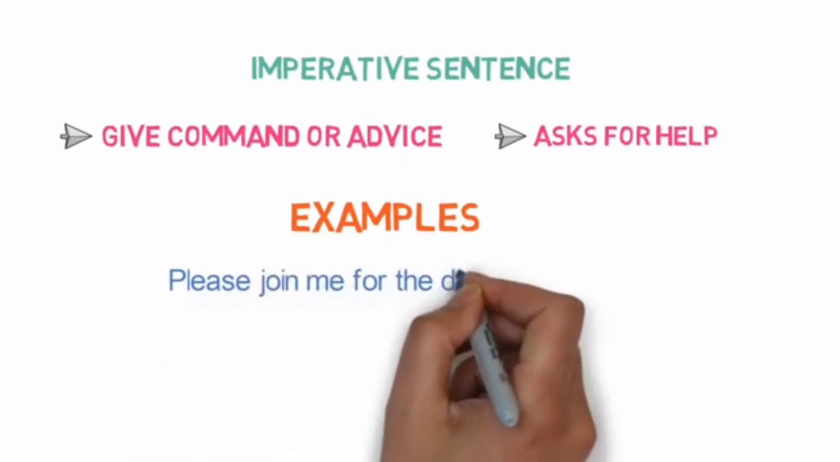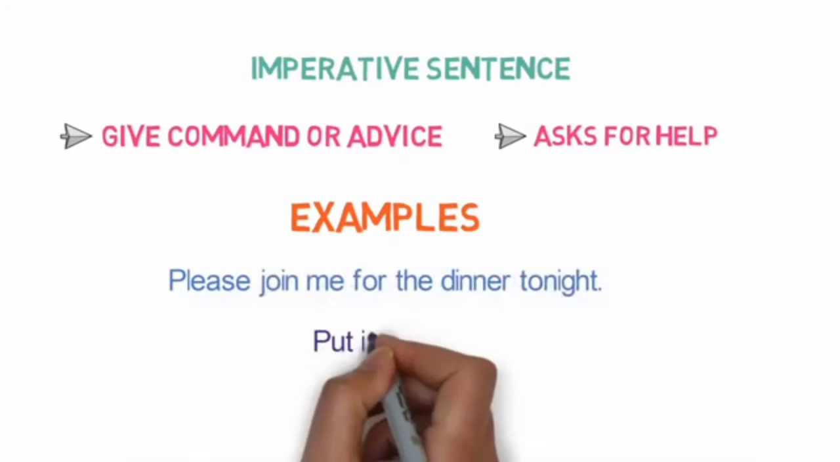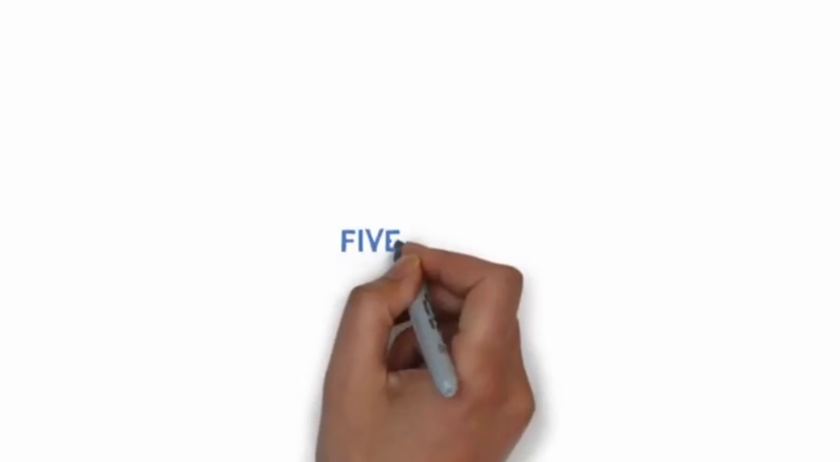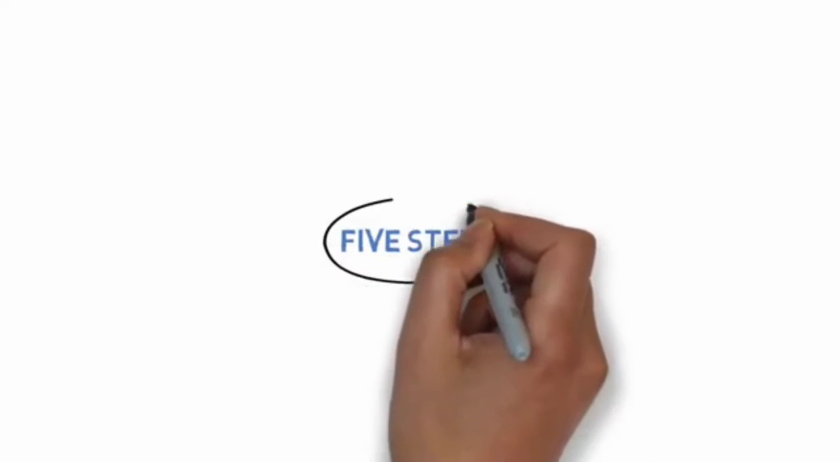Please join me for the dinner tonight. Put it down. Don't eat too much. These are the examples of imperative sentence. Now, let's understand the steps to convert a speech from direct to indirect in case of an imperative sentence.